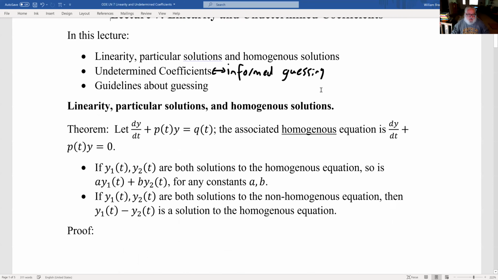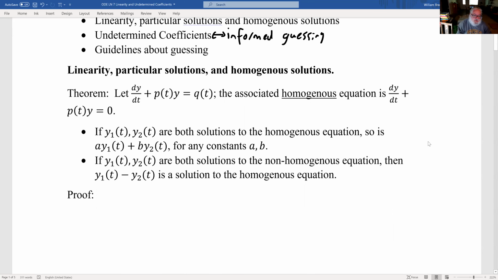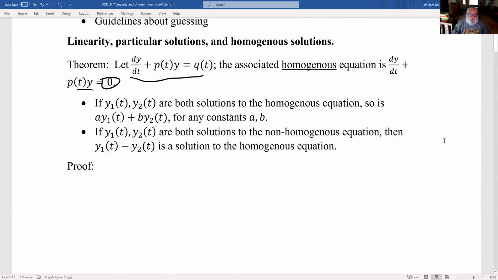So a little thing about linearity, particular solutions and homogeneous solutions. If this is our first order linear equation, the associated homogeneous equation has the right-hand side equal to 0. And so we have a couple of properties of this. If I have solutions to the homogeneous equation, y1 and y2, then if I take any combination of y1 and y2 multiplied by various coefficients, then I also get a solution.